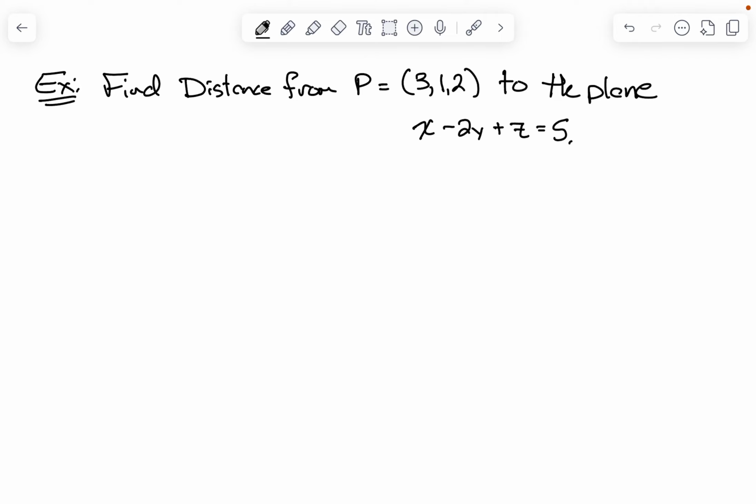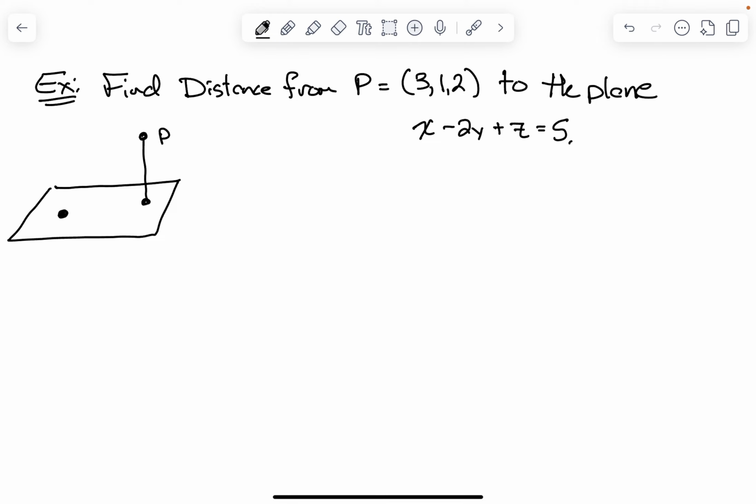Okay, for an example, let's say we want to find the distance from the point 3, 1, 2 to the plane x minus 2y plus z equals 5. So I want to draw a picture first. Same picture that we had before. Here's the point P, and here's the point closest to it on the plane.